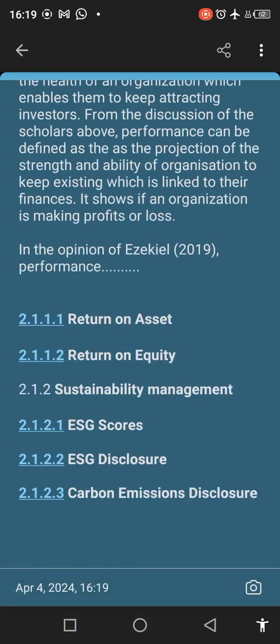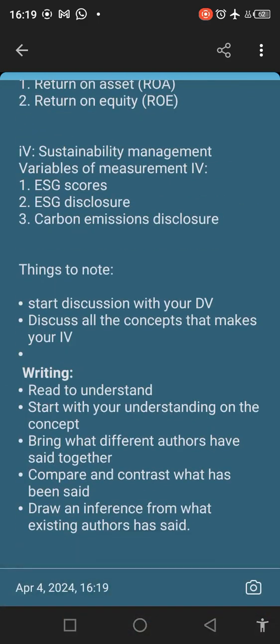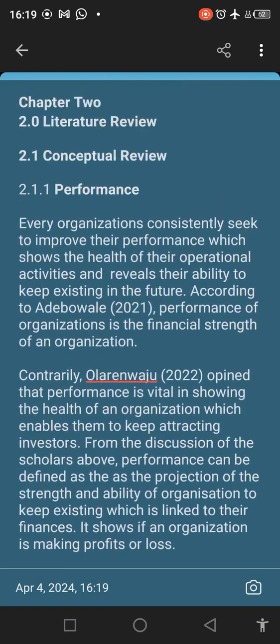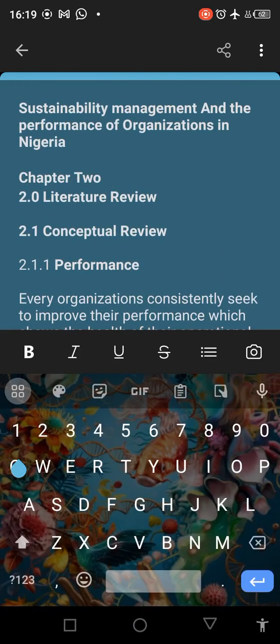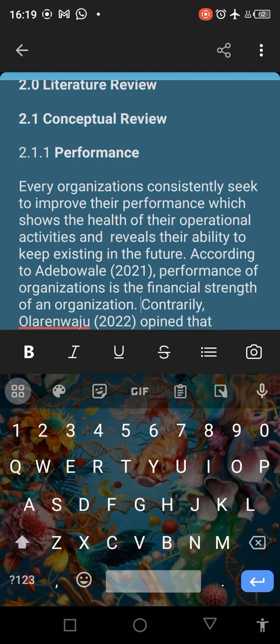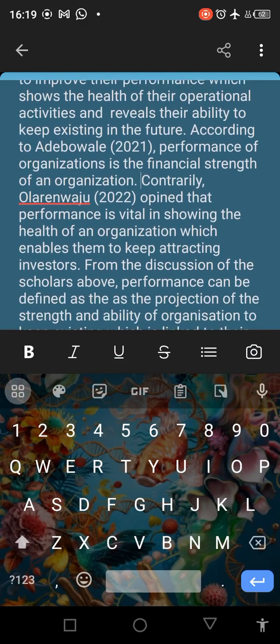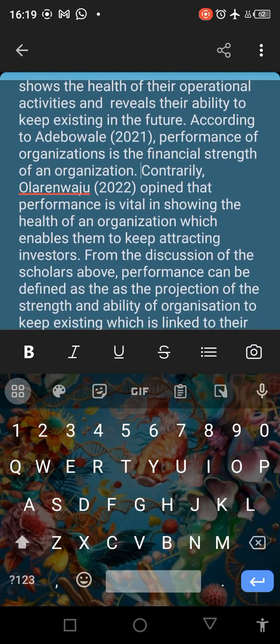Do you understand? Okay. The next thing, compare and contrast what has been said. We've shown our comparison. We've shown our contrast too. We've compared. When I said earlier on, in the same way, implying that they are saying the same thing, and then I bring out what I understand and I'm writing.